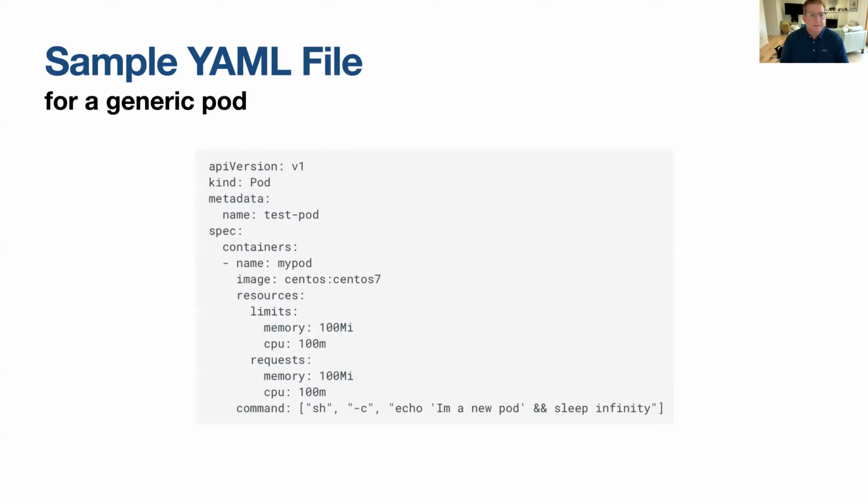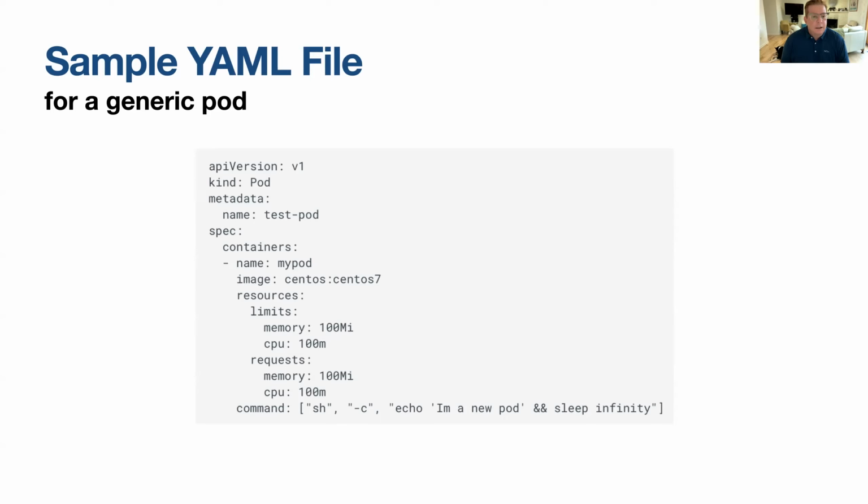So this is what a simple YAML file looks like. So we have the API version 1. The kind is a pod, pretty standard stuff. The metadata and the name is test-pod. And you're going to need to remember that, because when you go to monitor the resources and how things are going, you're going to need to remember the name.